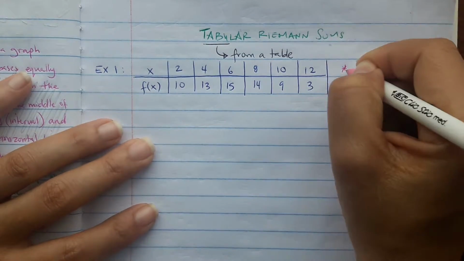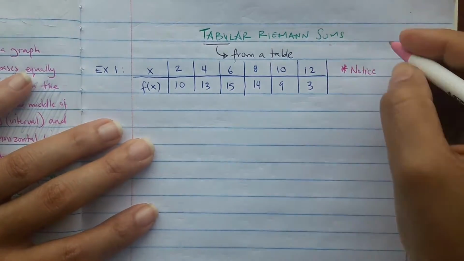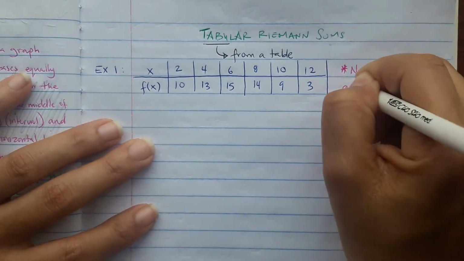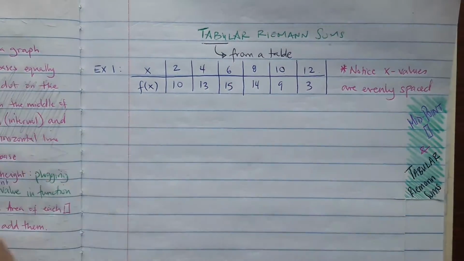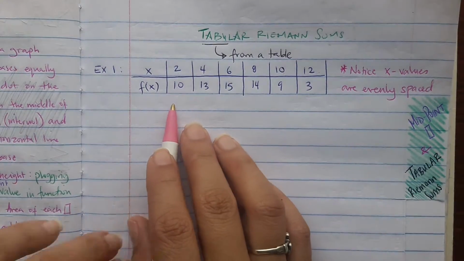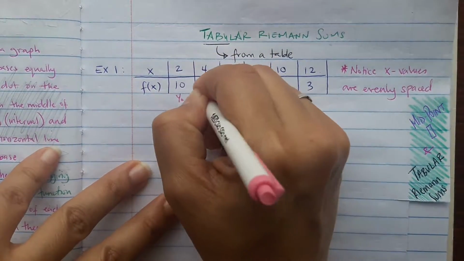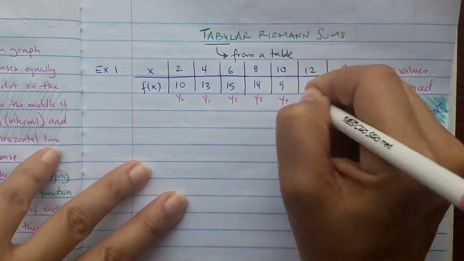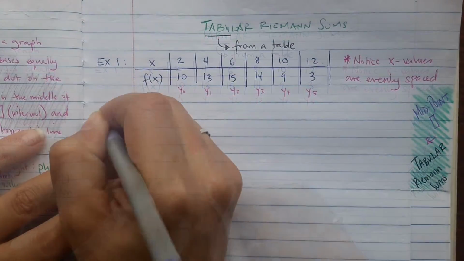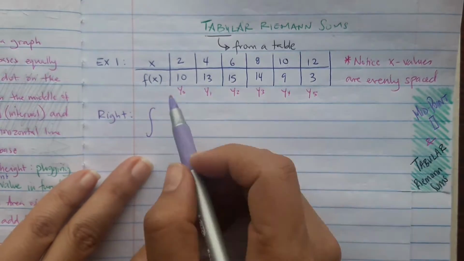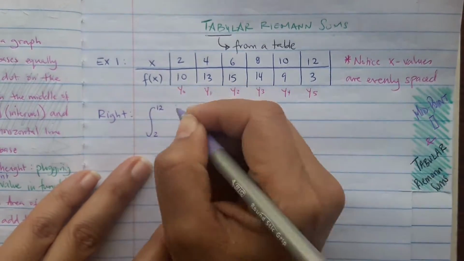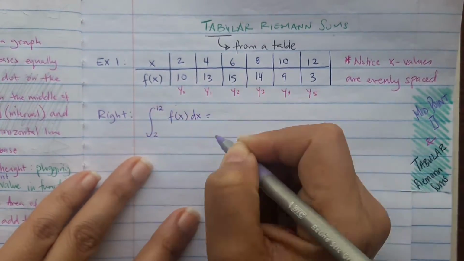Alright, so something to note here. Notice all the x values are evenly spaced. It goes 2, 4, 6, 8, 10. It goes in 2s. Alright, let's start off with y0, y1, y2, y3, y4, y5. So if we were doing this from the right, it goes from 2 to 12 of whatever the function is.